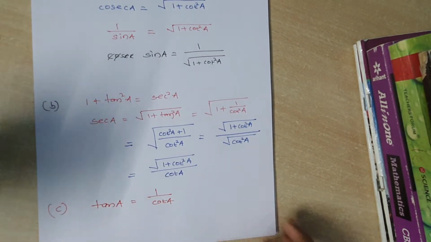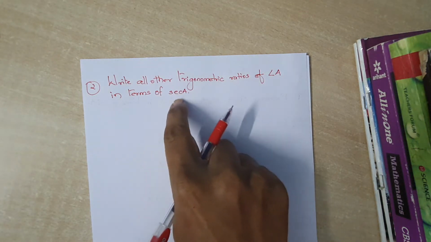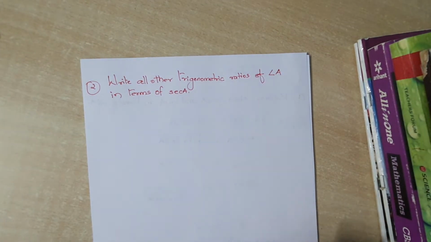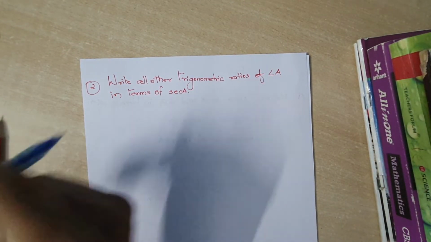Now let us do the second one. Write all other trigonometric ratios of angle A in terms of cosec A. So all other trigonometric ratios means what? Sin A, cos A, tan A, cot A, and sec A, except cosec A, all the other trigonometric functions, write them with respect to angle A. Okay, let us begin.